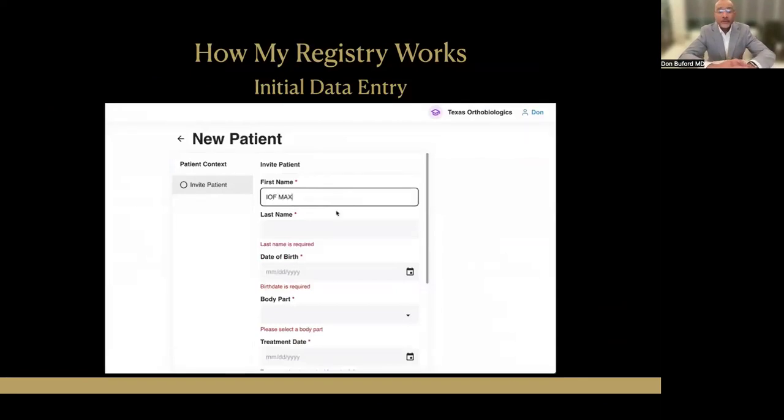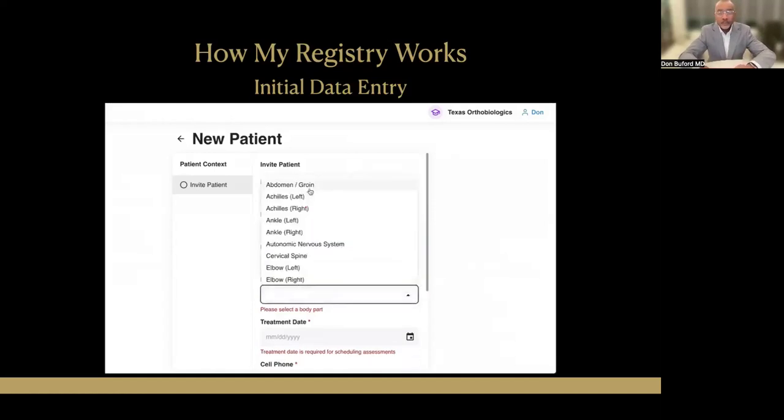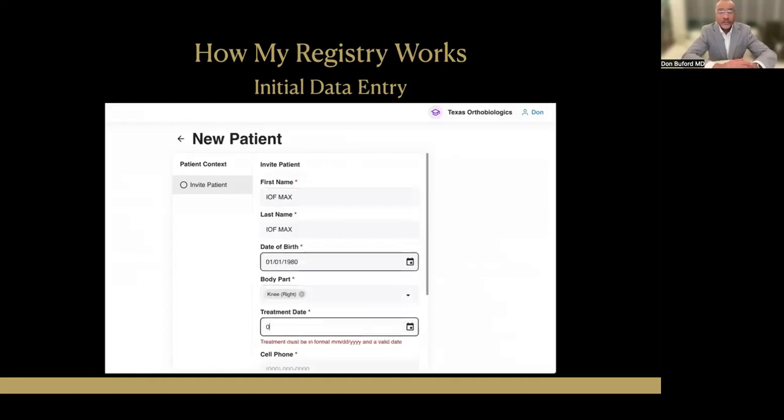The way that this registry works for me is that at the initial visit, before we do a procedure, we have to capture the patient demographic information. If we don't capture the patient demographic information, then we can't go further in the registry. So in other words, we can't do a procedure and then go back months later and fill out the initial information. It has to be done chronologically in order so that it's unbiased data.